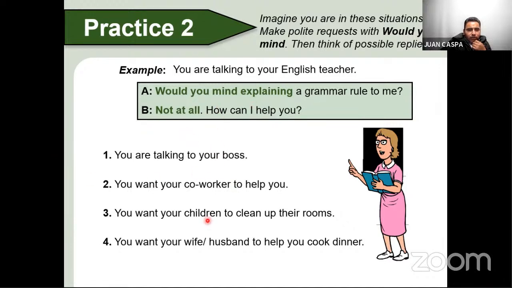Pueden pedir permiso o algo, ¿no? Or to your coworker to help you. Would you mind helping me with this? I don't know, with answer the phone or whatever.